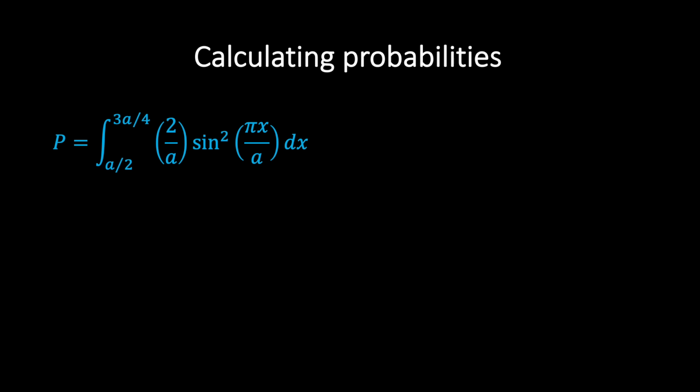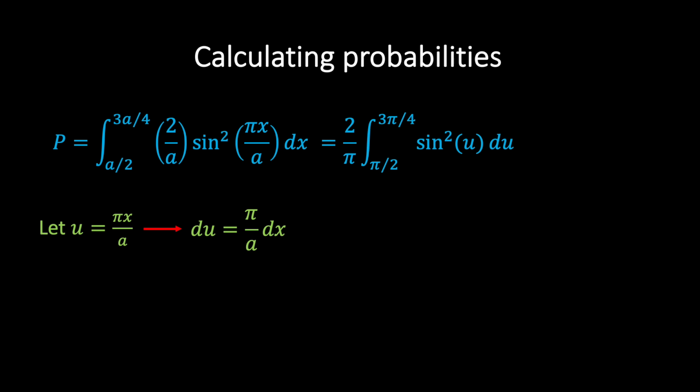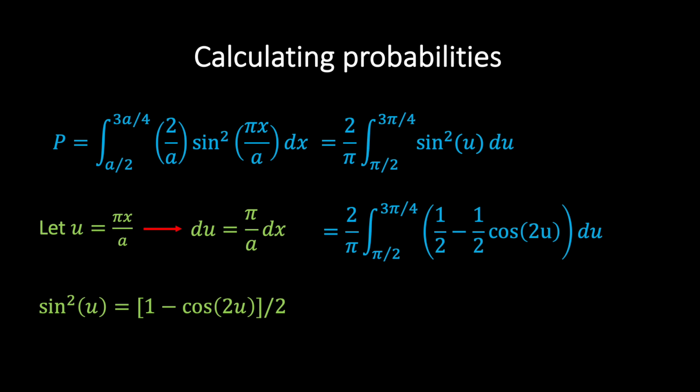In order to evaluate this integral, we will change variables and let u equal πx over a, in which case we have that du equals π over a dx. If we then sub this back into our integral expression, we find the following result. Next, we use our favourite trigonometric identity to re-express our integral. If we then carry out the integral and sub in the limits, we find an answer of 1/4 plus 1 over 2π, which is roughly equal to 0.41.